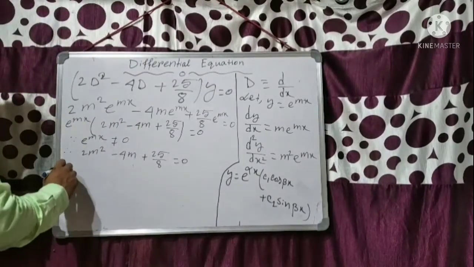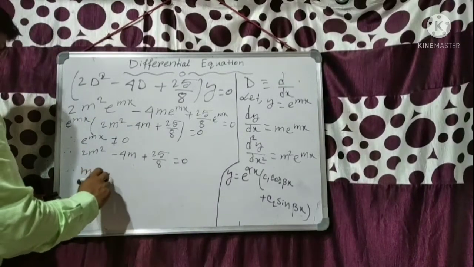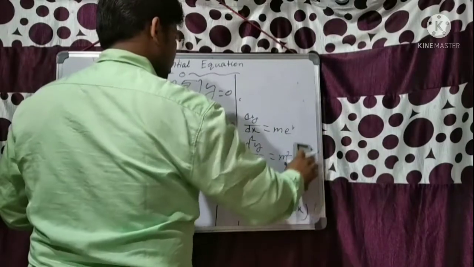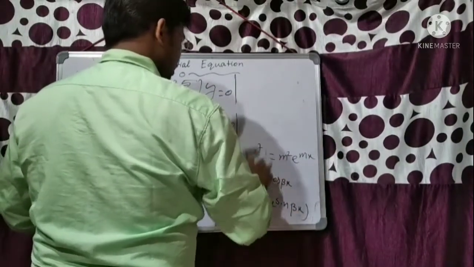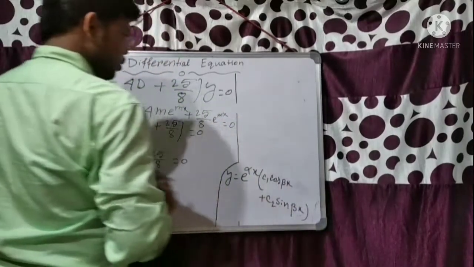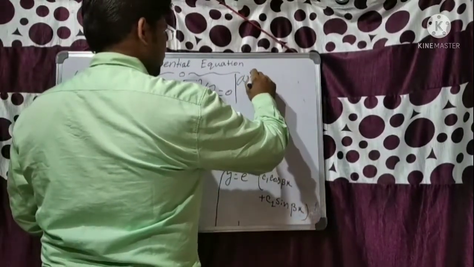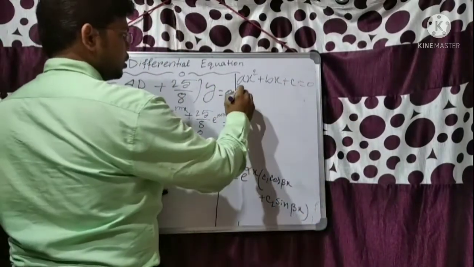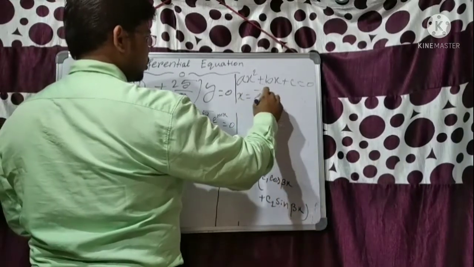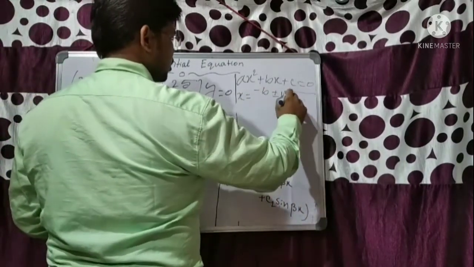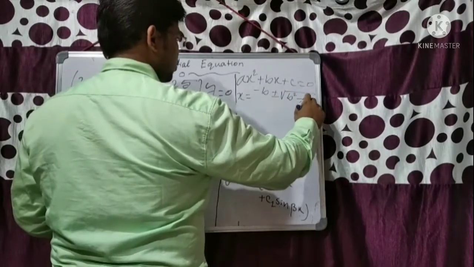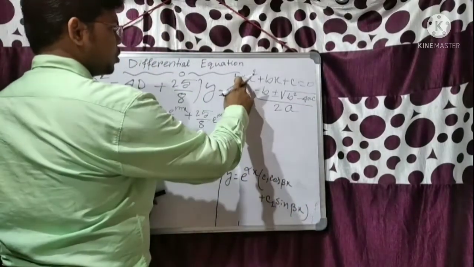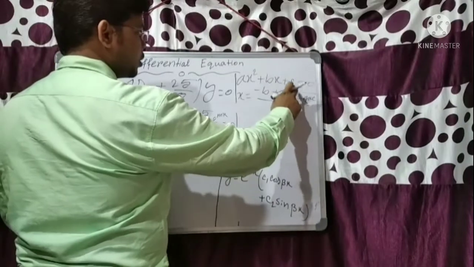So by Sridhar-Acharya formula, if we find out the value of small m, the Sridhar-Acharya formula is, you know, minus b plus minus root over b square minus 4ac by 2a. So if ax square plus bx plus c equal to 0, this is a quadratic equation, then the solution will be by Sridhar-Acharya formula minus b plus minus root over b square minus 4ac by 2a. Okay, here a is the coefficient of x square, b is the coefficient of x, c is the constant term.